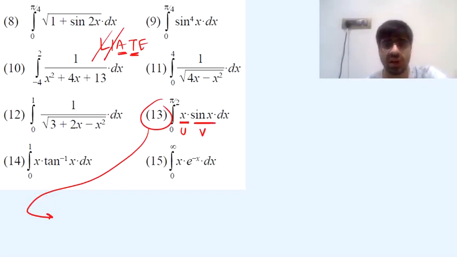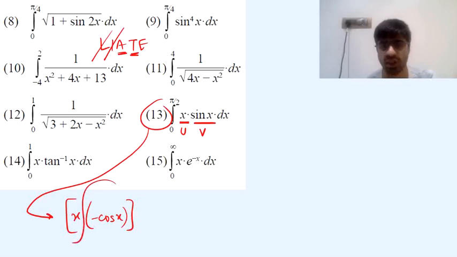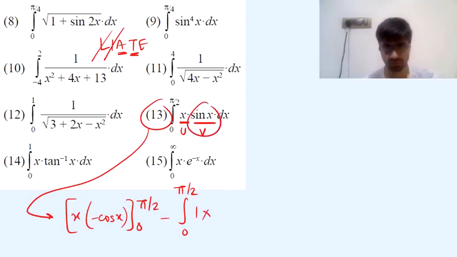Okay, so for integrating this, you need to follow the rule, that is u integration v dx, that is x integration of sin x dx. Let's write that directly as minus cos x. So x into minus cos x, and the limit will be applied over the entire first part that you get here, not only on the integration that you have done here. So 0 to pi by 2 gets applied on the entire function, minus integration from 0 to pi by 2, derivative of u, that is derivative of x, which is 1, into integration of v, that is integration of sin x, which is minus cos x dx.